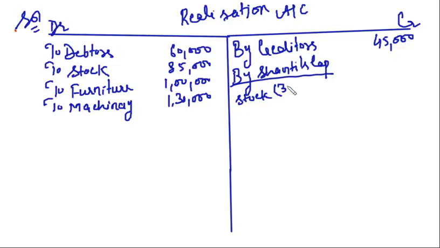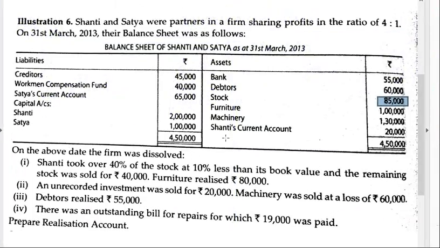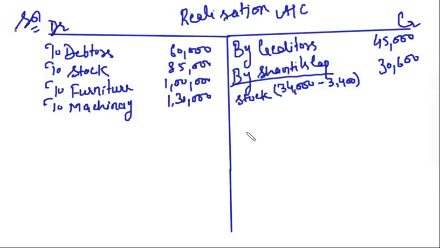Now 40% of the stock is 34,000 and this has been taken at 10% less than the book value. So that means it is taken over at 30,600. Clear? Then it says the rest of the stock is sold for 40,000. Furniture realized 80,000. Unrecorded investments realized 20,000. Machinery was sold at a loss of 60,000. That means the machinery costing 1,30,000 was sold for 70,000. Right? Debtors realized 55,000. Now all this will be done through realization account.